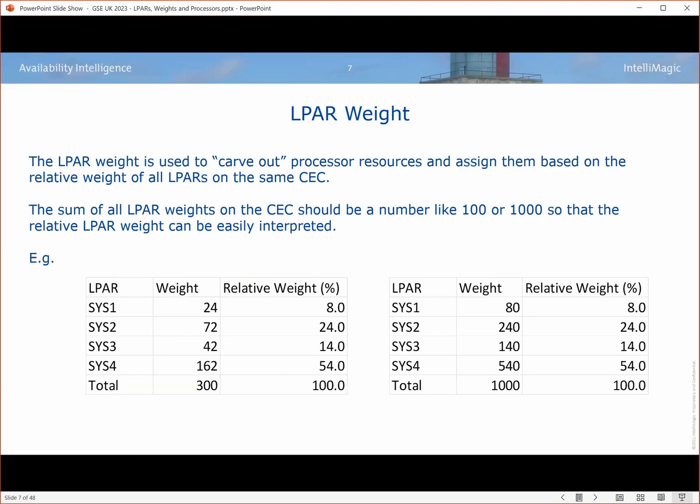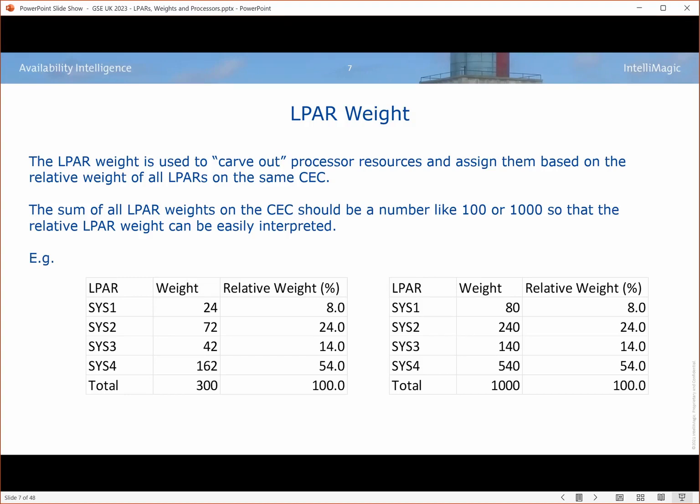Okay, so let's start with the LPAR weight. You have a CEC, a mainframe, and you've defined your partitions, z/OS LPARs, and you assign a weight to each LPAR, just a number. And the weight is used when we look at the relative weight, i.e. this LPAR compared to the others defined in that CEC, it's used in order to carve out the resources that we want for that particular LPAR.